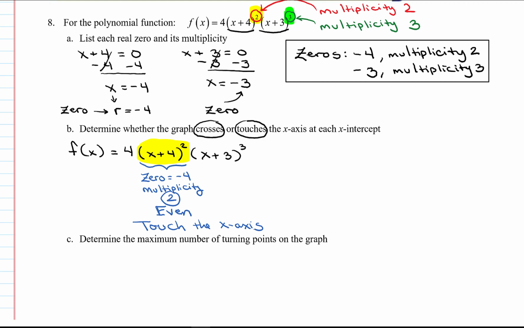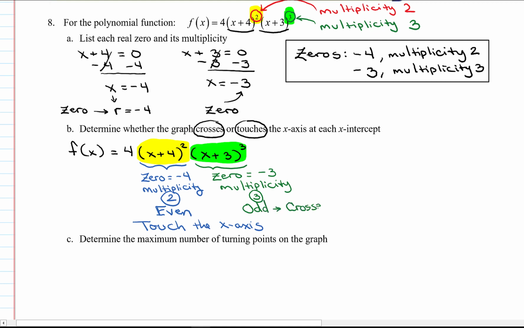And then for our second zero, I would focus once again on the factor of that polynomial. So the second factor of this polynomial is going to be that x plus 3 quantity cubed. So why don't we go ahead and go back to that and highlight that in green. And we're going to say this zero is equal to negative 3. The multiplicity on it is going to be 3. Because that number is odd, I know it's going to cross the x-axis at x equal to negative 3.